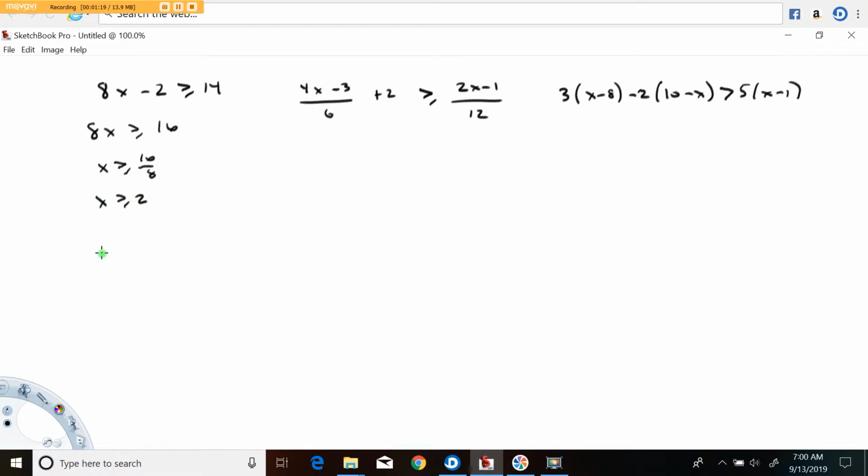I think the directions in the book say to also graph your solution. So here's 2. Closed circle on 2 because of the equality. Arrow to the right. That's pretty well it for that one. Let's take a look at the next one.